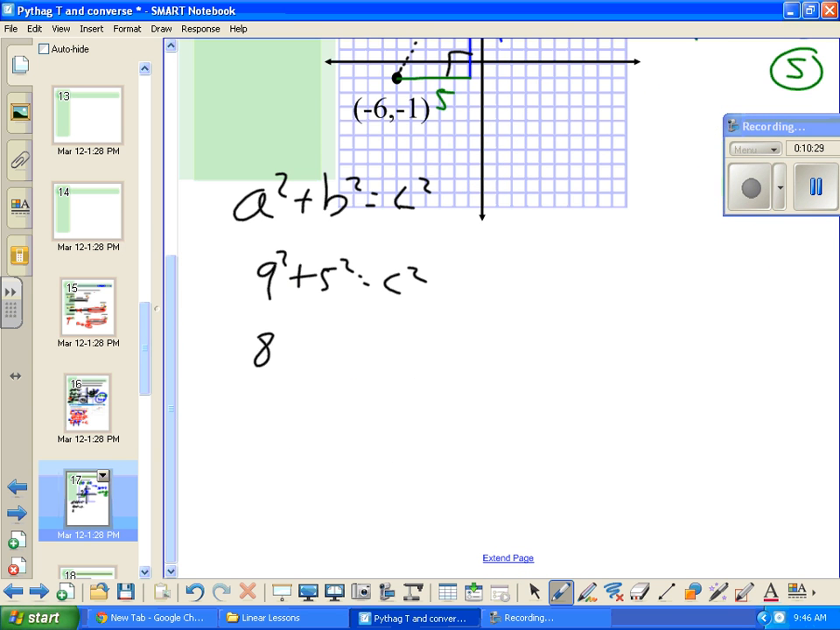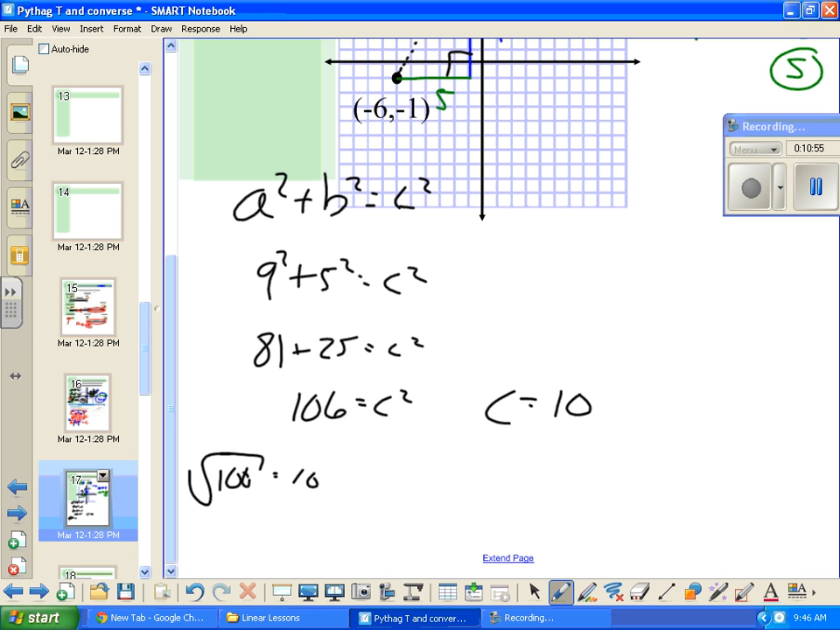9 squared gives me 81. 5 squared gives me 25. If I add those together, I get 106. And again, right now, hopefully students can make an estimate in their head. The square root of 100 is 10. So they should be able to guess, well, okay, this should be about 10 point something, whatever that may be. Square root of 106 is 10.3.